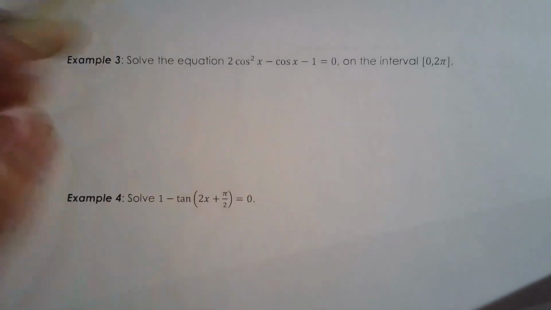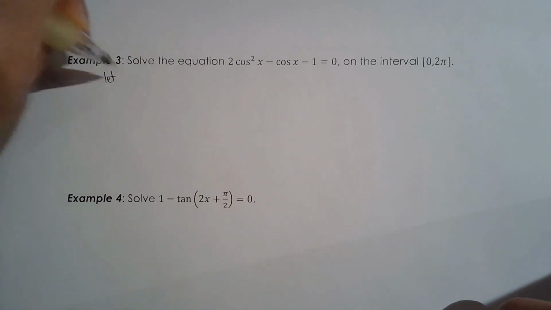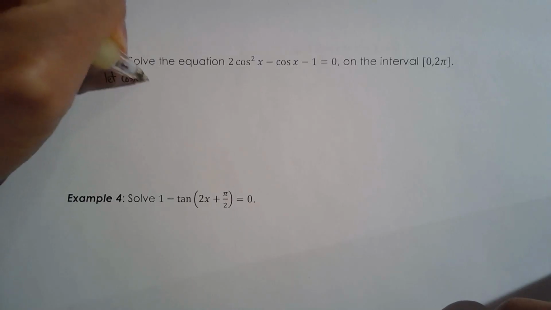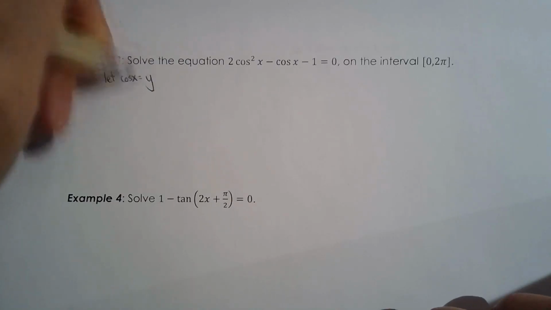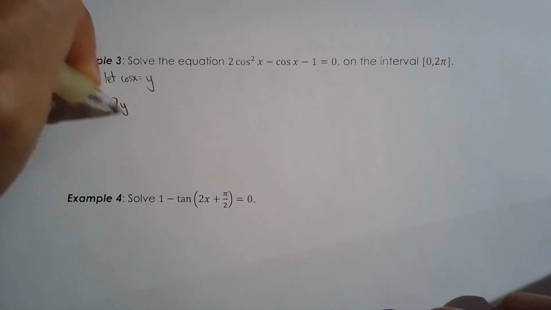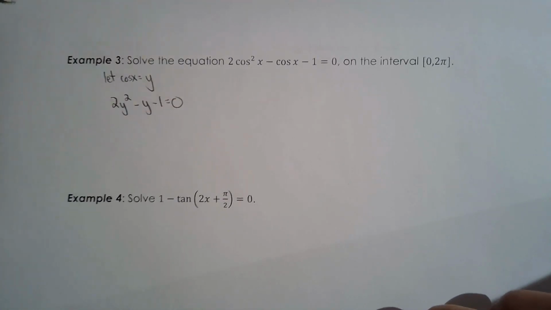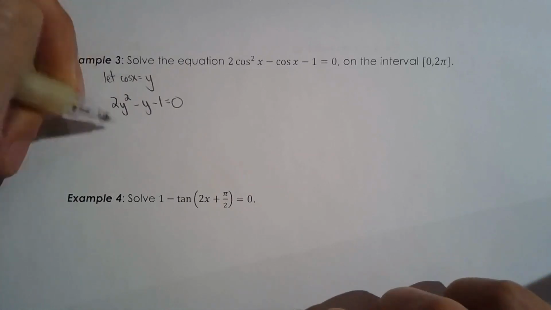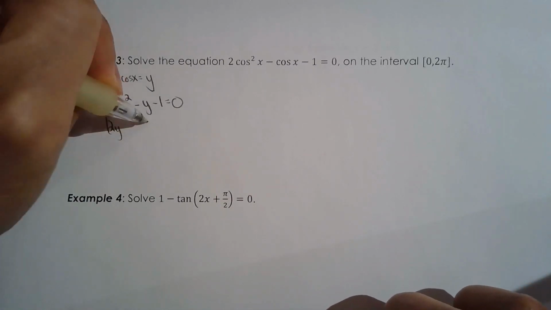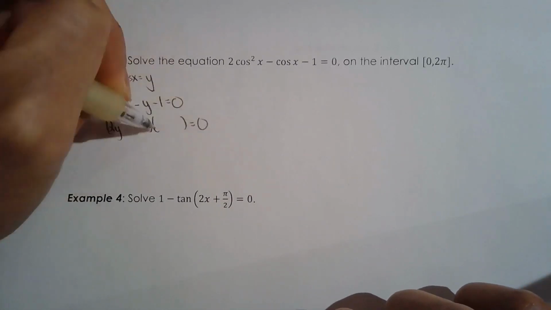Some students have a hard time visualizing this, but you have a trinomial here. Now if you can't see the trinomial, let cos x equal y, or z, or any variable you want. So you're going to get 2y squared minus y minus 1 equals 0. And what do you have? A complex trinomial. So solve this quadratic equation by factoring.